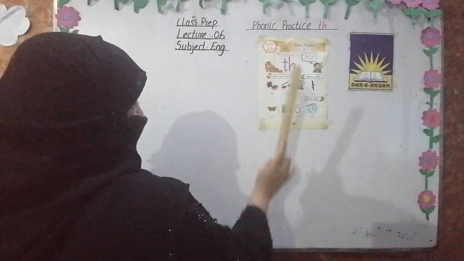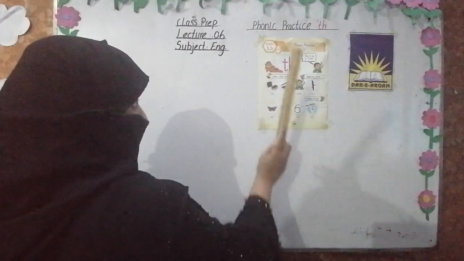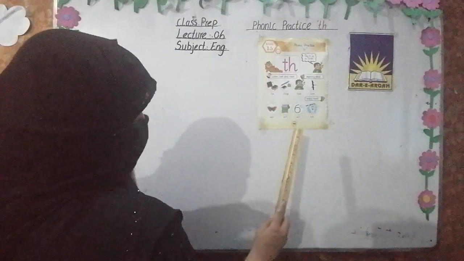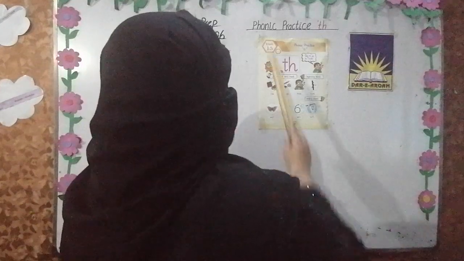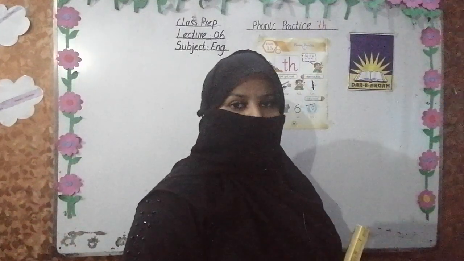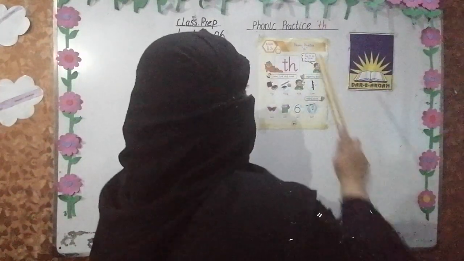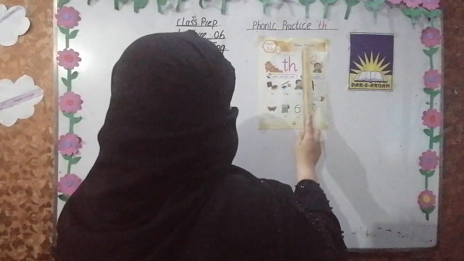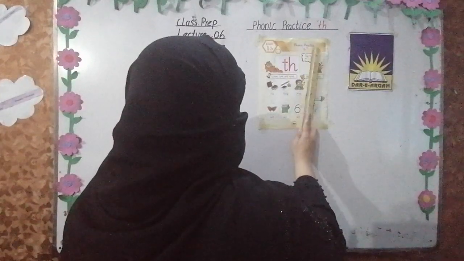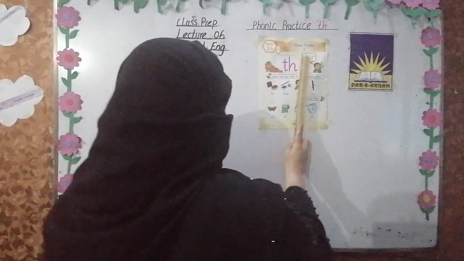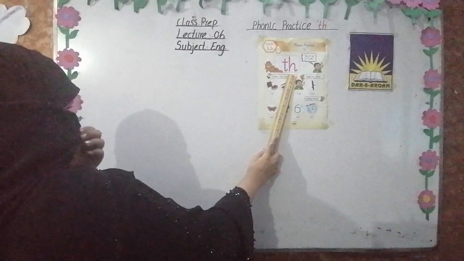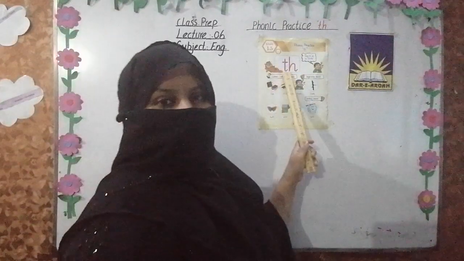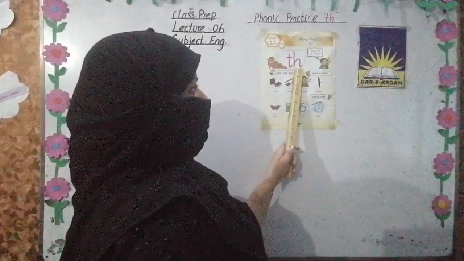Unit number 15 and page number 19. There is a phonic practice. Students, are you ready? Good. There is a phonic practice of TH. Let T and H make a sound. Th. Let T and H make a sound. Th.